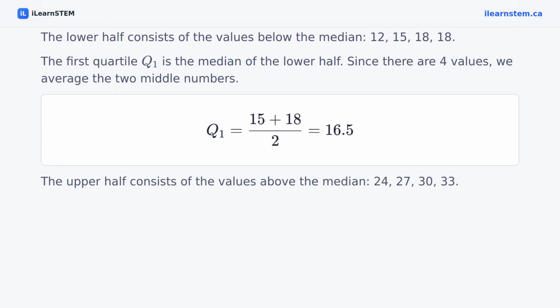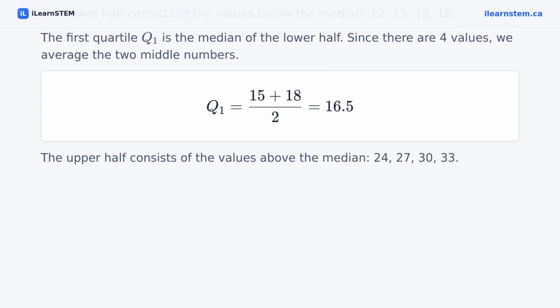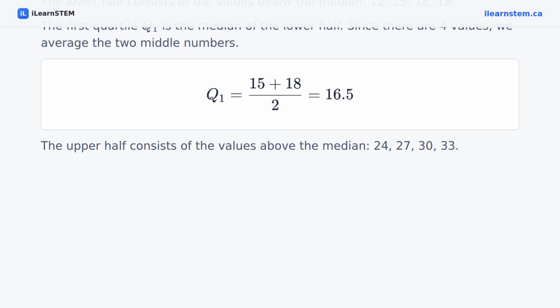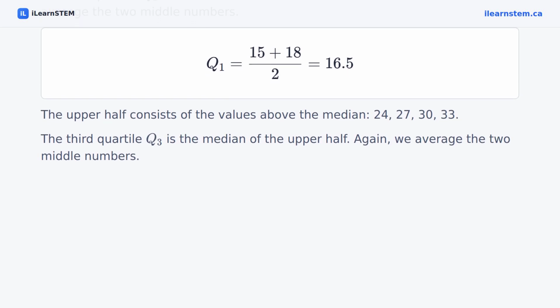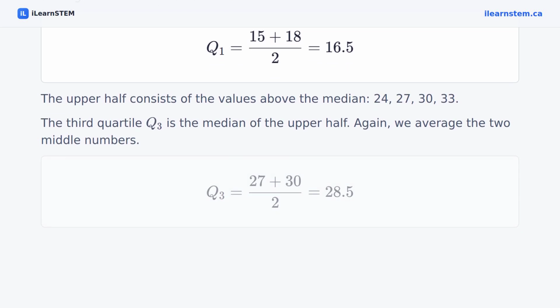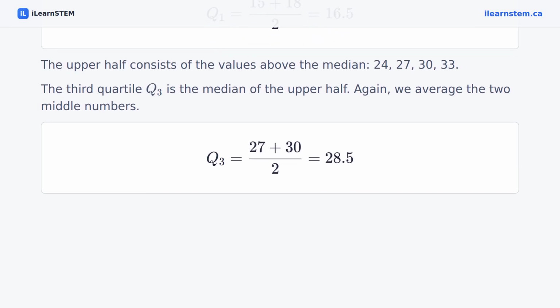The upper half consists of the values above the median, 24, 27, 30, 33. The third quartile is the median of the upper half. Again, we average the 2 middle numbers. Q3 equals (27 + 30) / 2, which is 28.5.